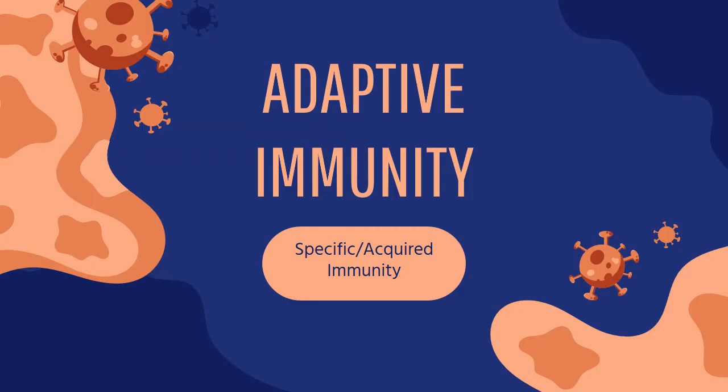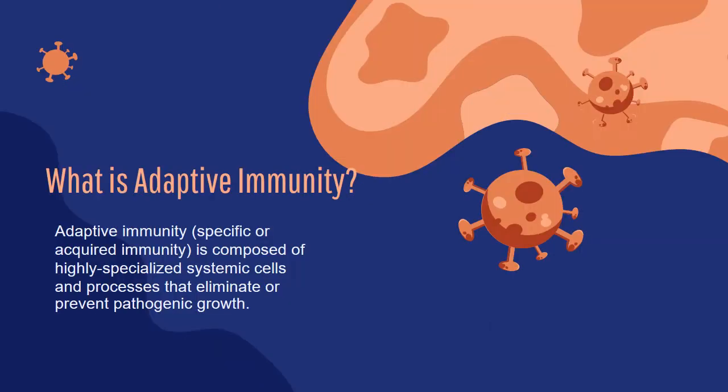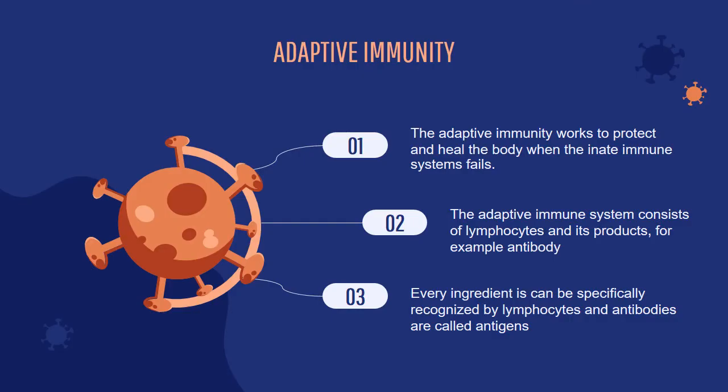So now I would like to explain about adaptive immunity. What is adaptive immunity? Adaptive immunity, also known as specific or acquired immunity, is composed of highly specialized systemic cells and processes that eliminate or prevent pathogenic growth. The adaptive immunity works to protect and heal the body when the innate immune system fails.